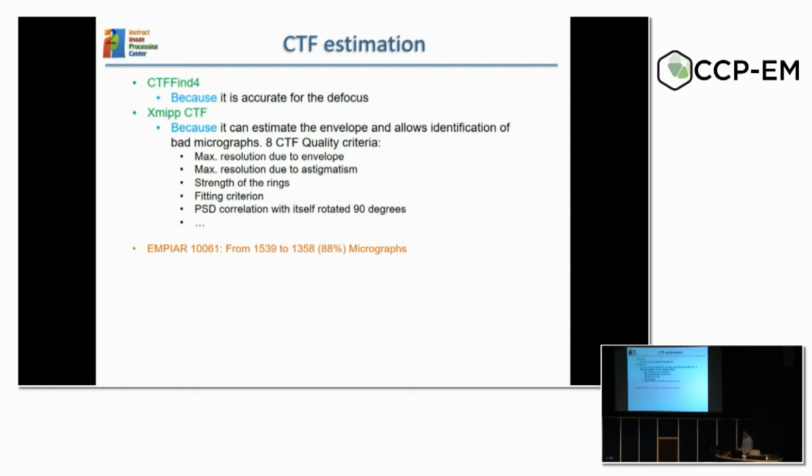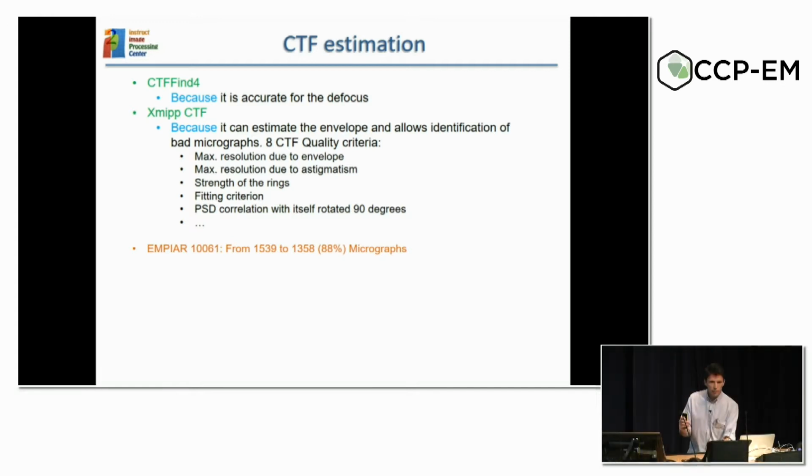Then you estimate your CTF. And for the CTF, for instance, CTFFIND4 and GCTF are very accurate and very fast in the estimation of the defocus, but they don't estimate the envelope, for instance. And for the envelope, you can use Xmipp CTF. We have a lot of criteria deciding whether a micrograph is good or not.